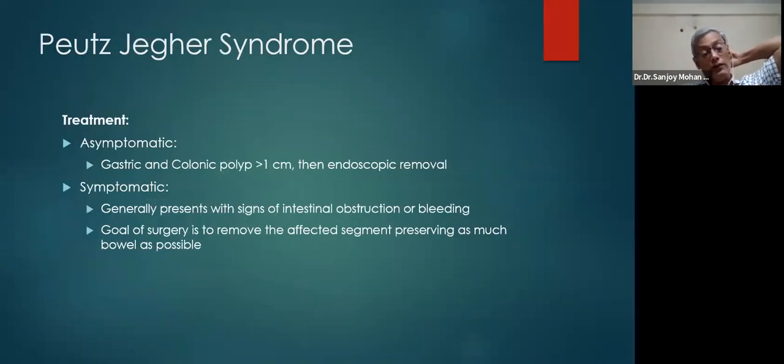What is the treatment? If Peutz-Jeghers syndrome is asymptomatic, then for a gastric or colonic polyp more than 1 centimeter, do endoscopic removal. If the patient is symptomatic, generally presenting with intestinal obstruction or bleeding, the gold standard is surgery to remove the affected segment, preserving as much bowel as possible.